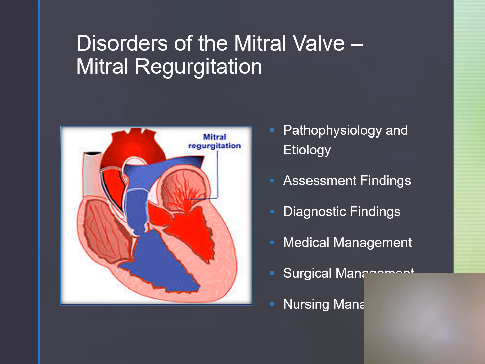We manage it with angiotensin-converting enzyme inhibitors, angiotensin receptor blockers, digitalis, calcium channel blockers, beta blockers, and antidysrhythmic drugs. Surgically, we may do an intra-aortic balloon pump, an annuloplasty, or valve replacement.